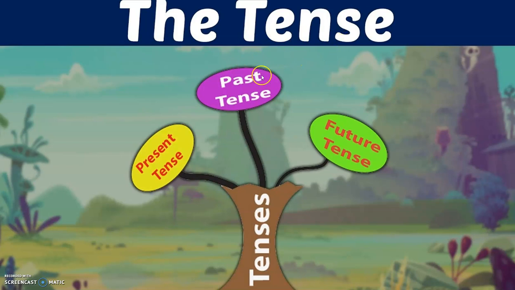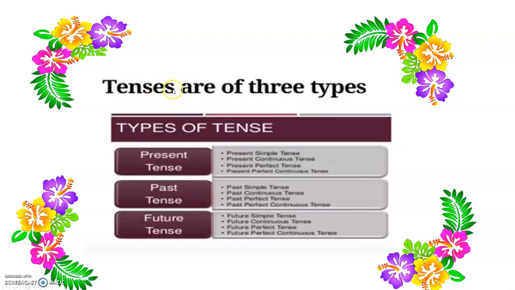And today, children, as you know, when you're talking about tenses, there are three types, no? Present tense, past tense, future tense. I will only take present tense today. So that will become easier for you to understand, like we had done in our earlier video. Tenses are of three types.